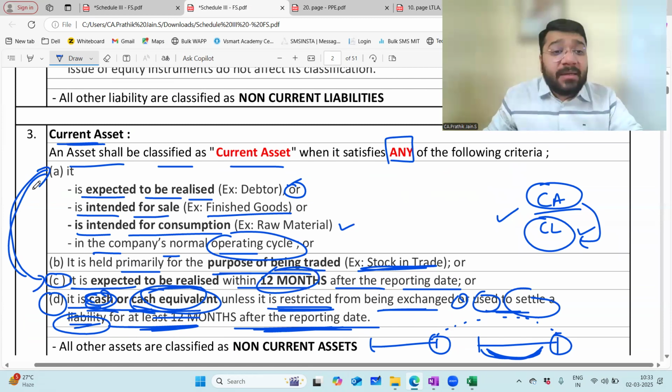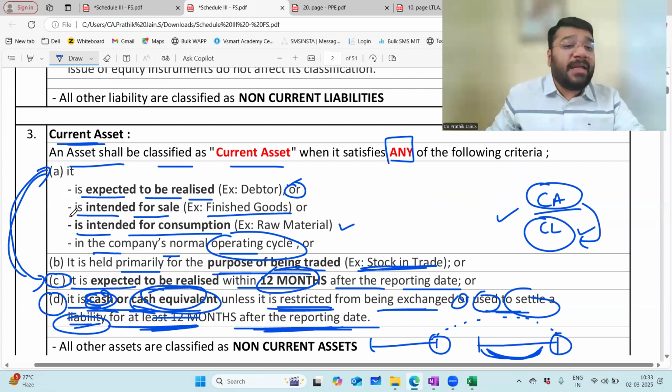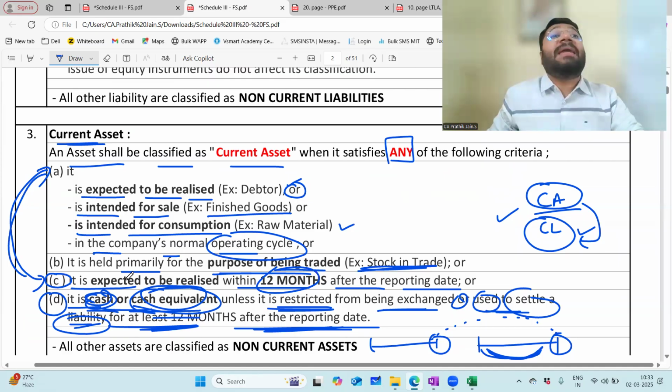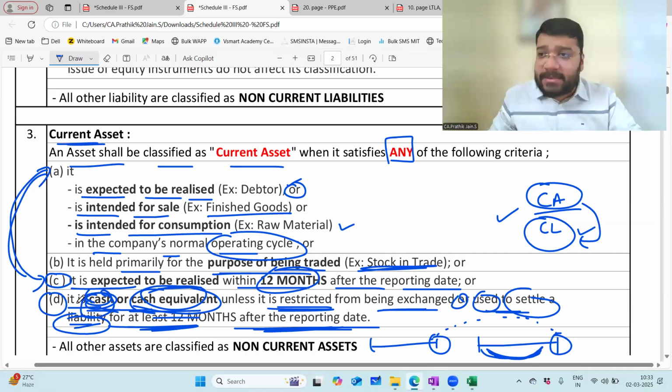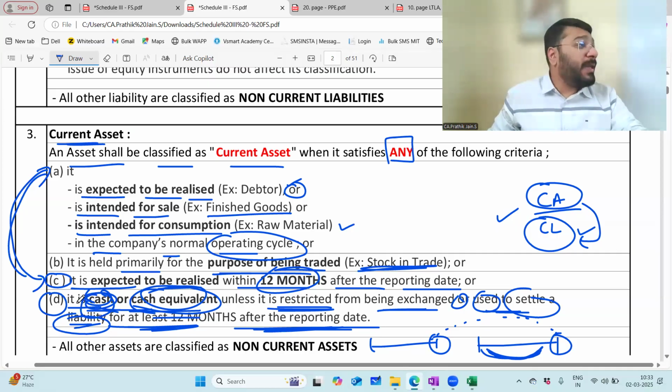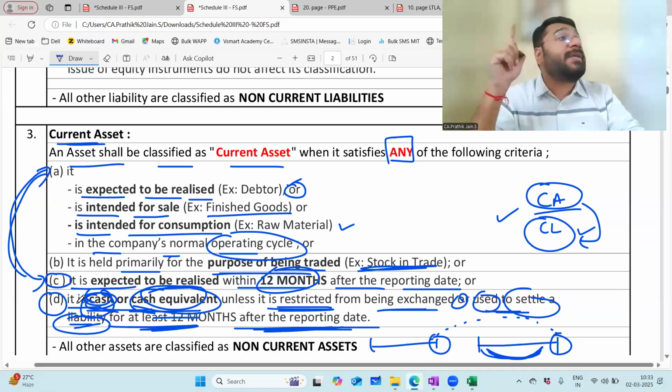What is point B? An asset shall be classified as a current asset if it is held primarily for the purpose of being traded. An example for that is stock in trade. And always by default, cash and cash equivalents are current assets, except when the cash equivalents are restricted from use for settlement of a liability.